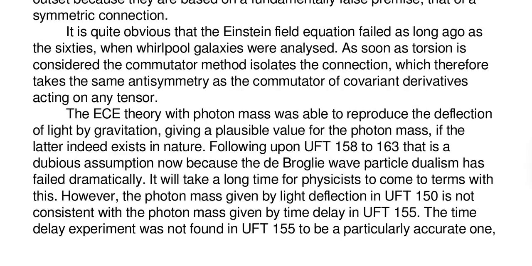The ECE theory with photon mass was able to reproduce the deflection of light by gravitation, giving a plausible value for the photon mass, if the latter indeed exists in nature. Following upon UFT 158 to 163, that is a dubious assumption now because the wave-particle dualism has failed dramatically. It will take a long time for physicists to come to terms with this. However, the photon mass given by light deflection in UFT 150 is not consistent with the photon mass given by time delay in UFT 155.